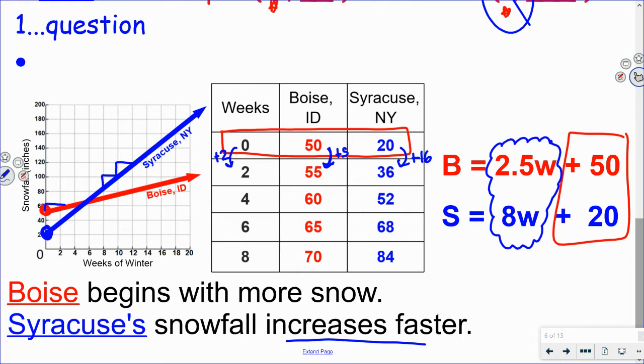By the way, Syracuse, New York is generally considered the snowiest city. Certainly not the snowiest place in the United States of America, but the snowiest city in the US.